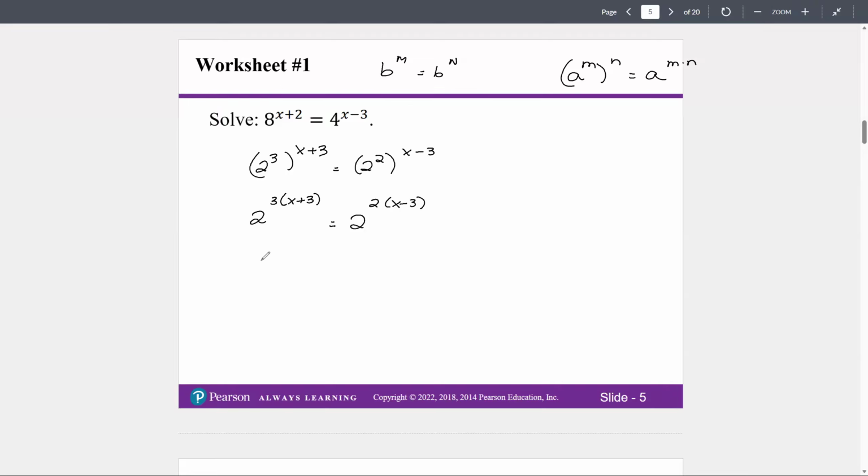So now that we have the same bases, we know that 3 times x plus 3 is equal to 2 times x minus 3. And now we just have a linear equation to solve. 3x plus 9 equals 2x minus 6. So we get x is equal to negative 15.